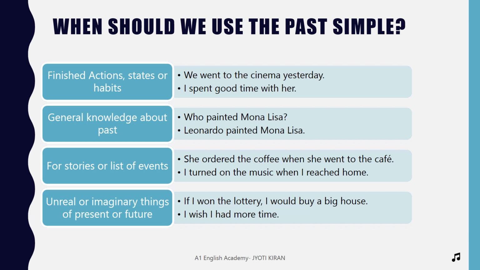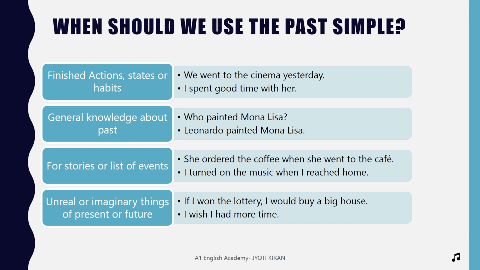She ordered the coffee. This is the first event which happened when she went to the cafe. So in the second part we have used went. So this action, she went to the cafe, was the first action and then she ordered the coffee. So this is the list of events. Or if I am telling about a story which happened yesterday, I turned on the music. This is the first part in which I have used the second form of verb. And then when I reached home, so reached, second form of verb.